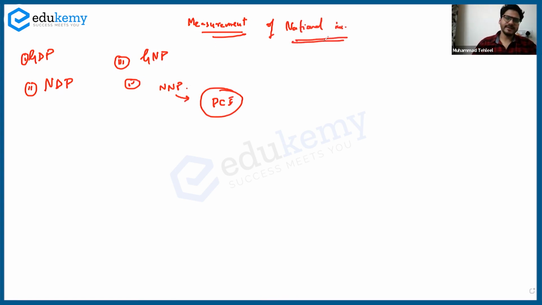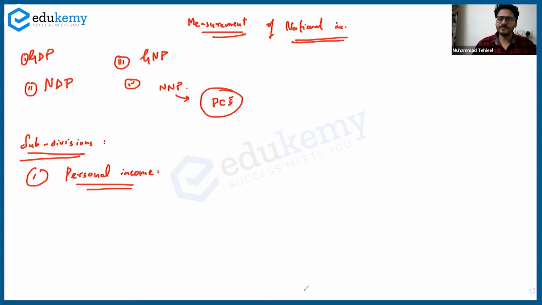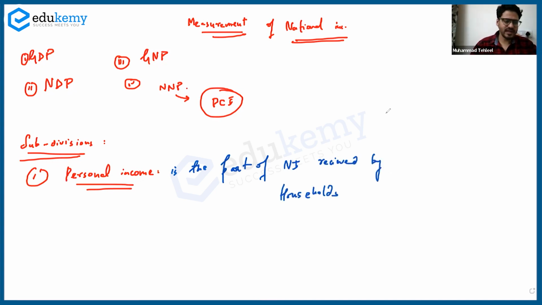Now, these are some of the measurements of national income. When you study NCERT, there are some subdivisions of the national income. So we'll look at one or two subdivisions. The first important subdivision is personal income. If anyone asks you what personal income is, it has a simple definition: it is the part of national income received by households.